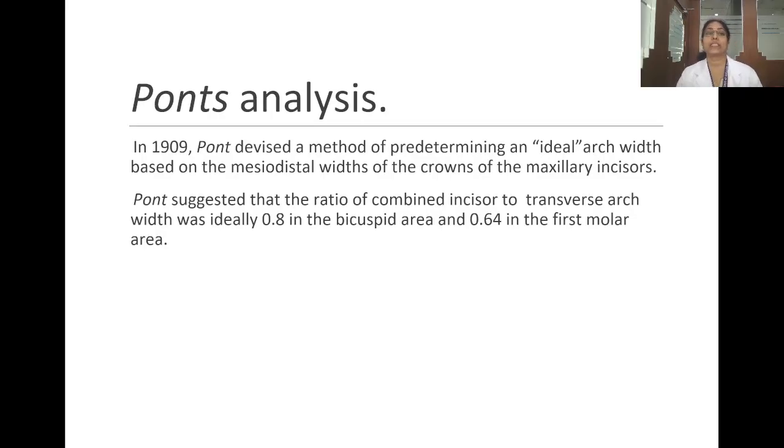Coming to the next analysis, that is the Pons analysis. In 1909, Pons devised a method of predetermining an ideal arch width based on the mesiodistal width of the crowns of the maxillary incisors.